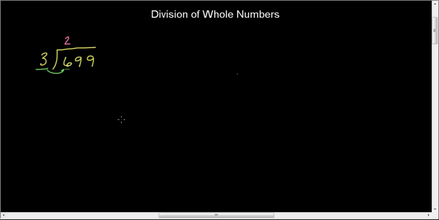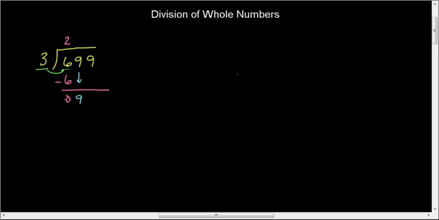It's very important that you learn how to do this on a simple problem. 3 goes into 6 twice. 2 times 3 is 6. And then we subtract. Now, if it divides evenly, 6 minus 6 is 0, and that's okay. Then bring down the next number. Ask yourself, does 3 go into that number?